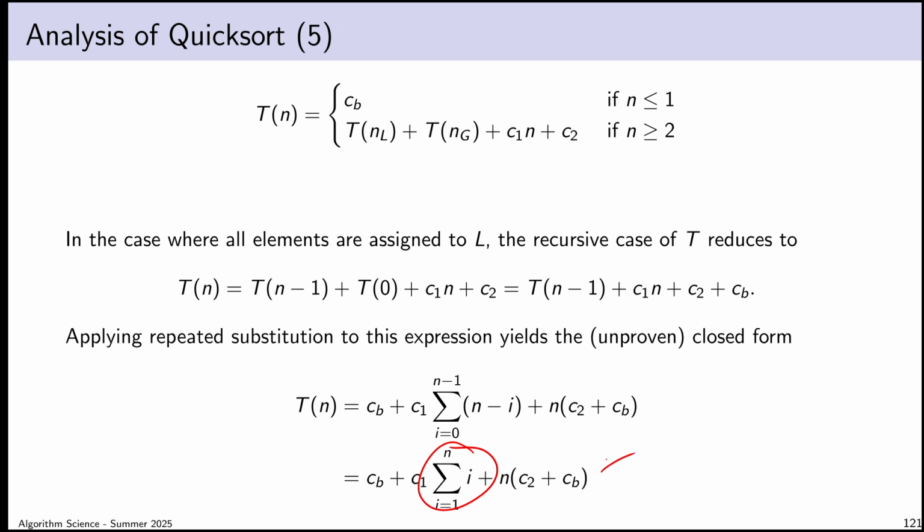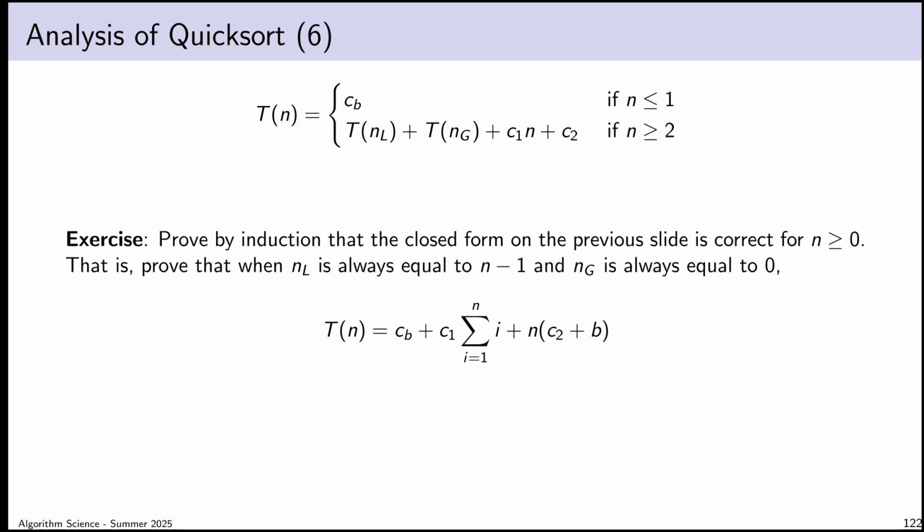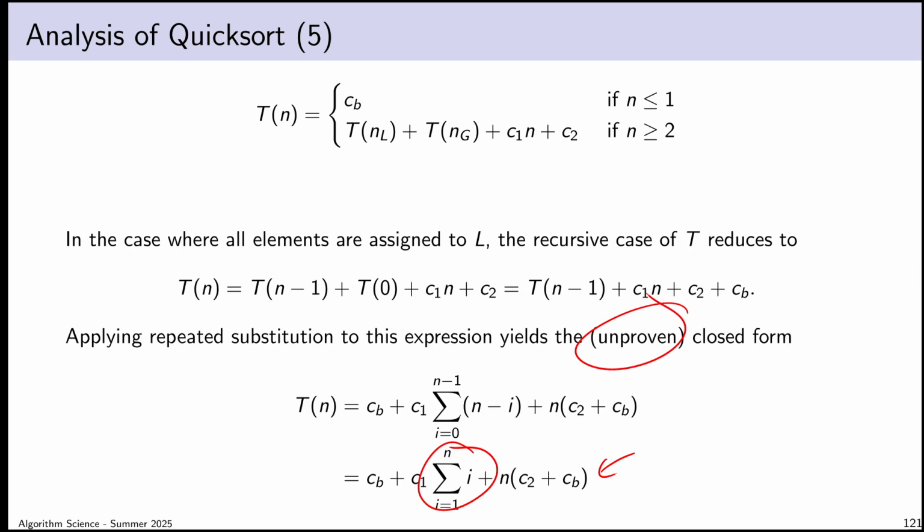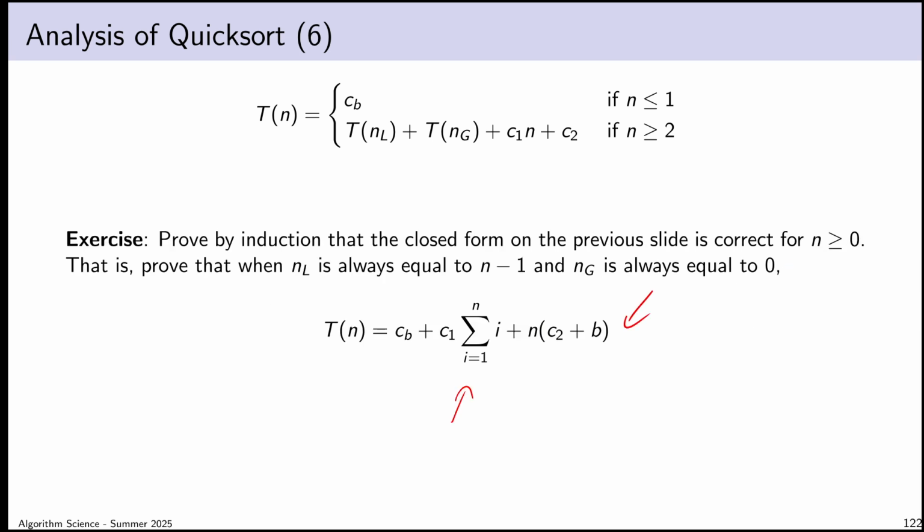Okay, so here is my unproven closed form. And if you want, you're welcome to go right ahead and prove that. It's actually probably easier to prove with the summation still in there. So prove that in the case where your recurrence reduces to this thing, you end up getting that this closed form is correct.